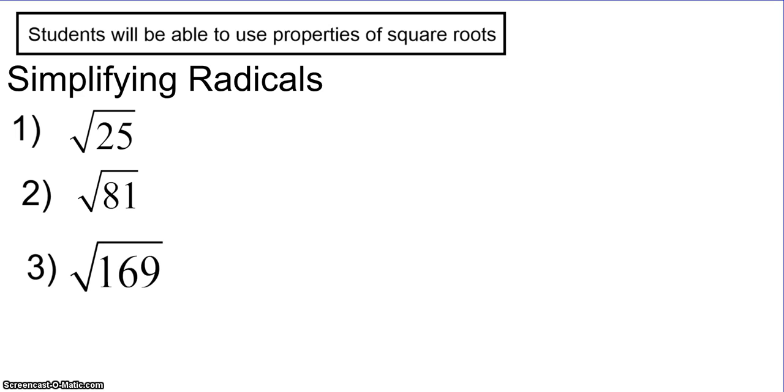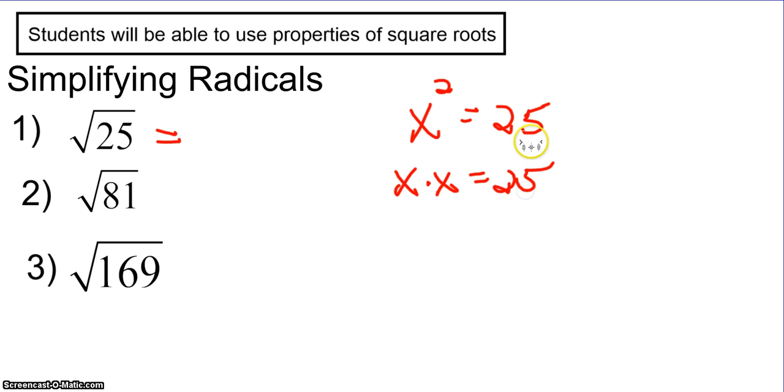In this lesson, you're going to be able to use properties of square roots. First thing you need to know how to do is simplify radicals. This is how you do it. This is a square root. Square root means something that I take to the power of 2 will give me 25. What is it that I square that gives me 25? In other words, what times itself gives me 25? That would be 5. So that's your answer.